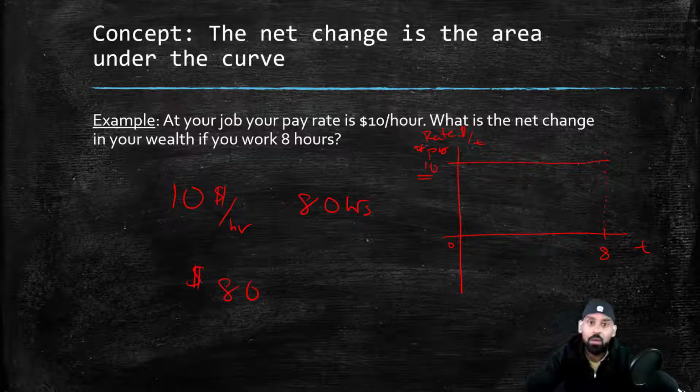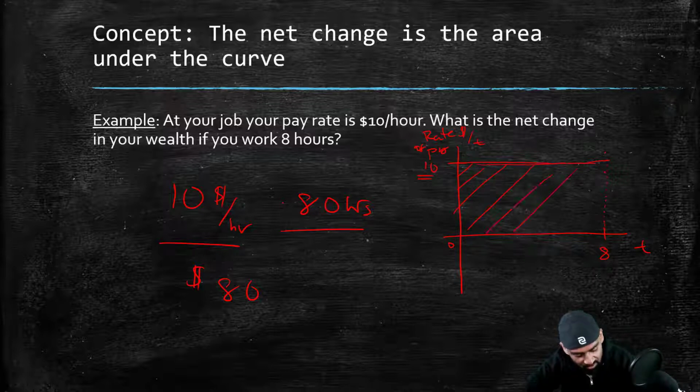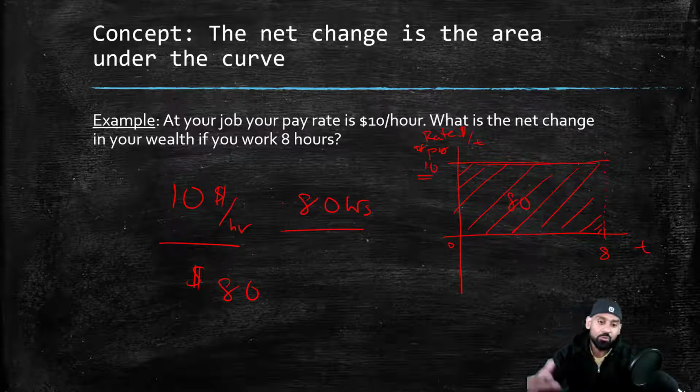But where would that come from on our picture? Well, what did we do? We multiplied 10 times 8. Well, 10 was here, 8 is here, so the 80 is actually the area underneath that curve. That's actually pretty interesting, isn't it? So that's our first piece of looking at how net change affects us and where the antiderivative will come into play, is because net change is the area under the curve.